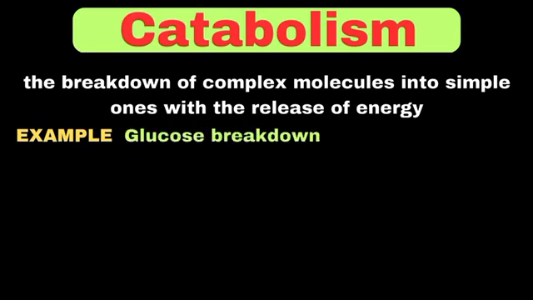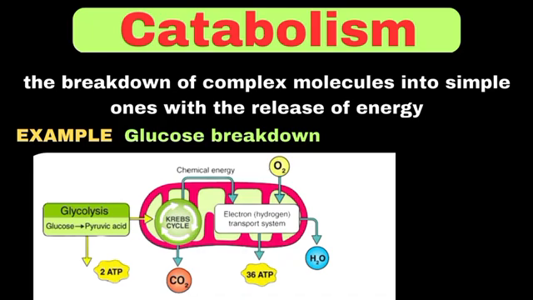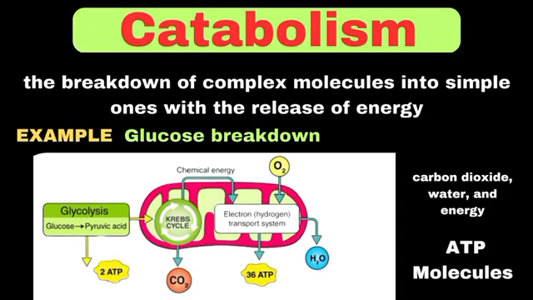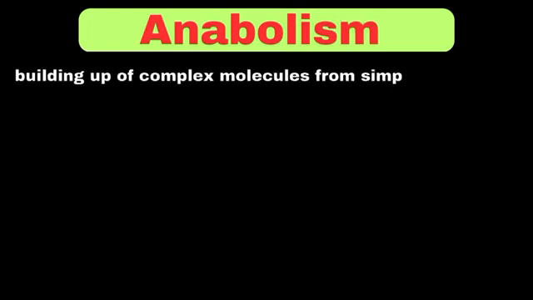When one glucose molecule is broken down through a process called cellular respiration, it produces carbon dioxide, water, and energy in the form of ATP molecules. Since this process breaks down glucose into simple molecules and releases energy, it's a perfect example of a catabolic process. Now we need to move toward anabolism. It can be defined as the building up of complex molecules from simple ones using energy.